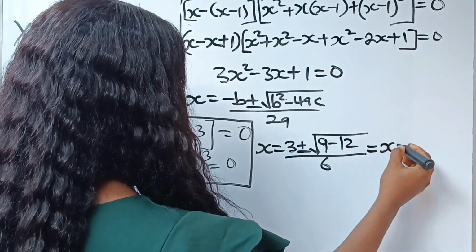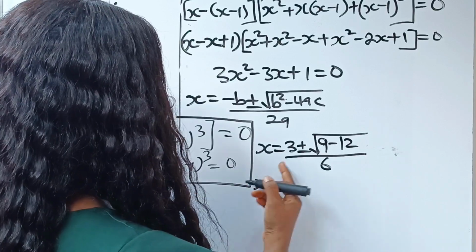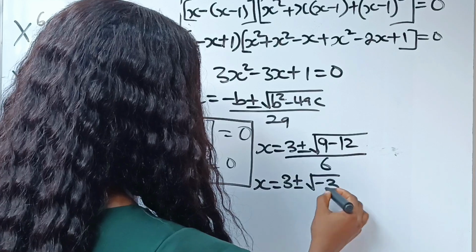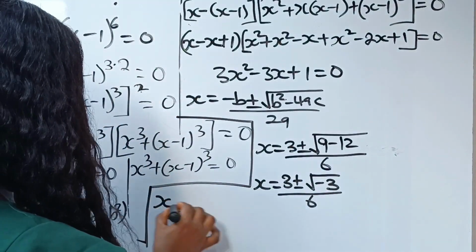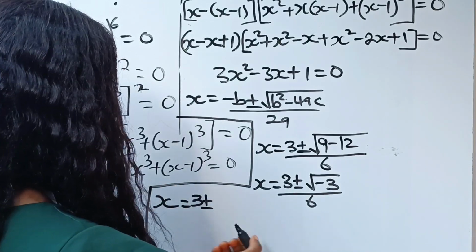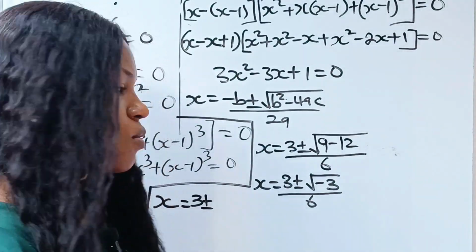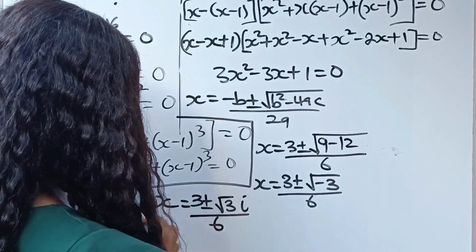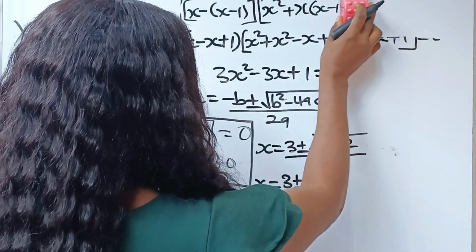So we go ahead and solve. We have that x is equal to 3 plus or minus the square root of minus 3, divided by 6. Now x is equal to 3 plus or minus, this is the same thing as the square root of 3 multiplied by the square root of minus 1, which will give us the square root of 3 i, divided by 6. So that simply means that, permit me to clean here.